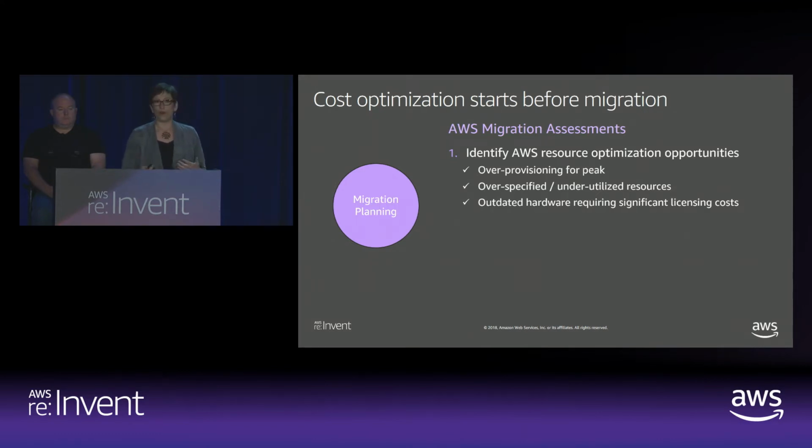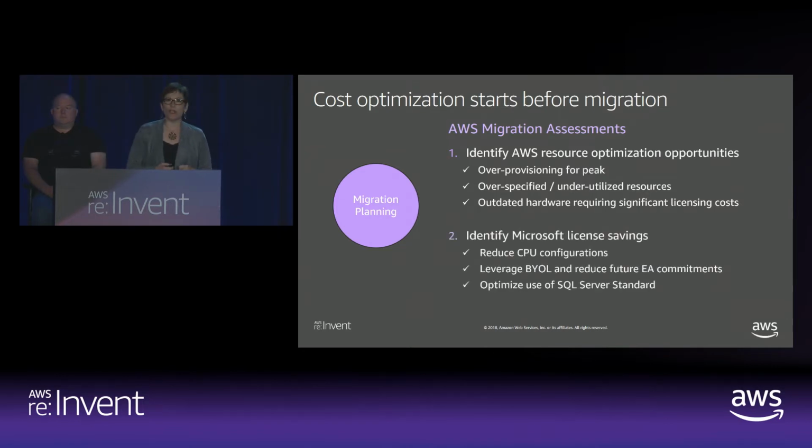Of course, you're also going to look for over- and underutilized resources. And maybe you have a lot of outdated hardware, and when it comes to SQL Server, you're probably overspending on your SQL Server licenses if you haven't upgraded your server in a long time. Part of our migration assessment is also helping you strategize and plan for how you can get Microsoft license savings. So we've talked about places where you can reduce CPU configurations, helped you identify where in your architecture it's going to be good to leverage BYOL, and plan to reduce your EA commitments in the future.